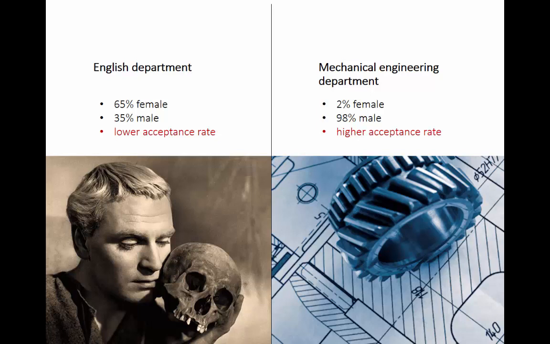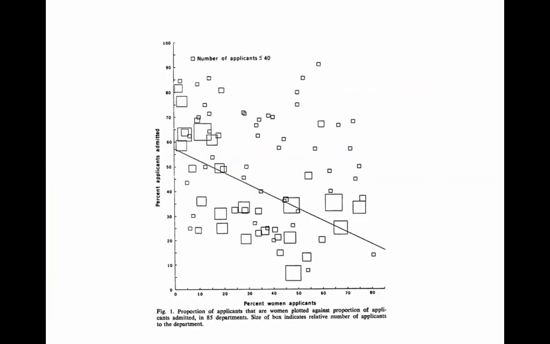Now, when we look at the data and plot it, the dots represent the different departments, with the percentage of women applicants on the x-axis and the percentage of applicants admitted on the y-axis. Now you see it's a negative relationship. The more females apply to a department, the lower the admission rate. So admissions go down for females.